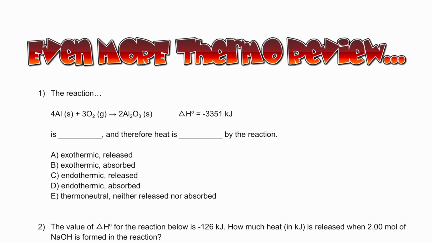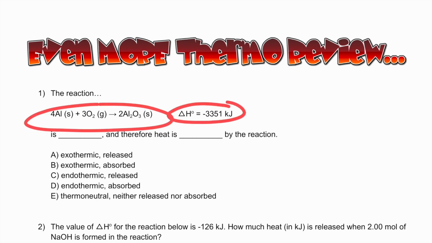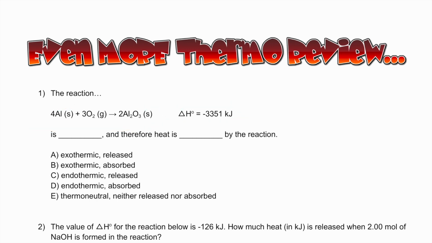Even more thermal review. Let's take a look at some more thermal questions, how our energy flow works, how enthalpy works, and all that good stuff. So number one, here we go. The reaction of making aluminum oxide is right here. It's given an enthalpy of that reaction and it's a simple fill in the blank. So the reaction of this is blank, and therefore heat is blank by the reaction.